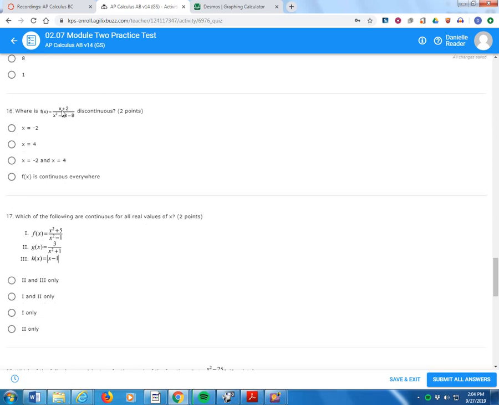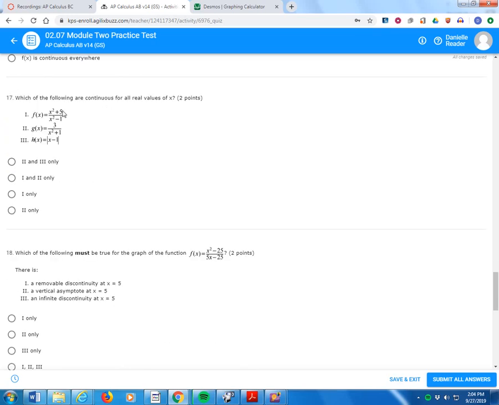Where is this function discontinuous? So we would factor this, x minus 4, x plus 2. So at negative 2, there's going to be a discontinuity. It's a hole, but it's still a discontinuity. And it was x minus 4, so it's going to be at 4. It's discontinuous at x equals negative 2 and 4. It's a hole at negative 2, and it's a vertical asymptote at 4.